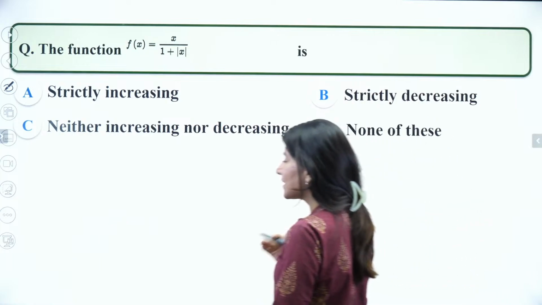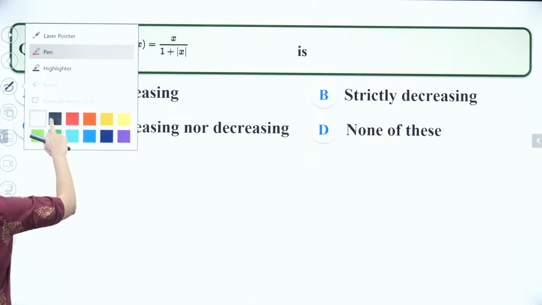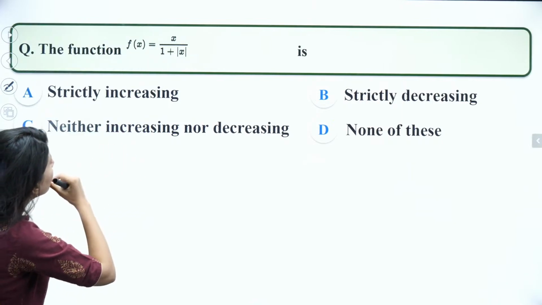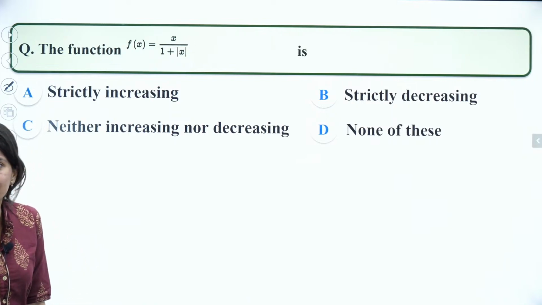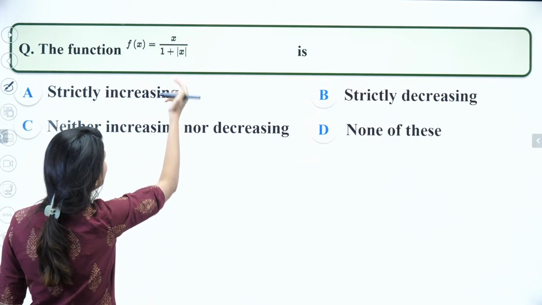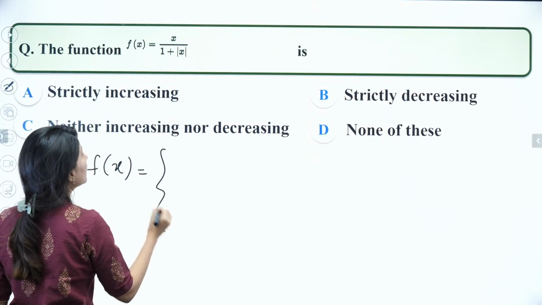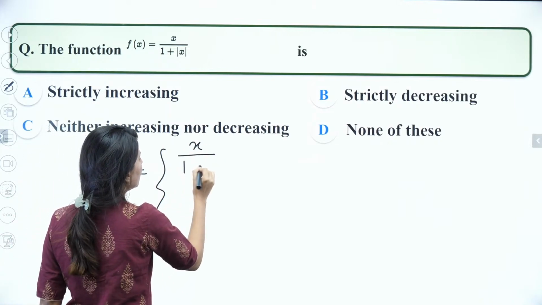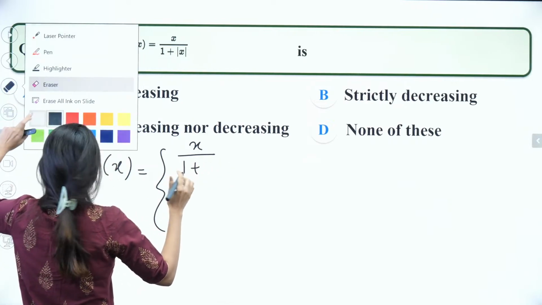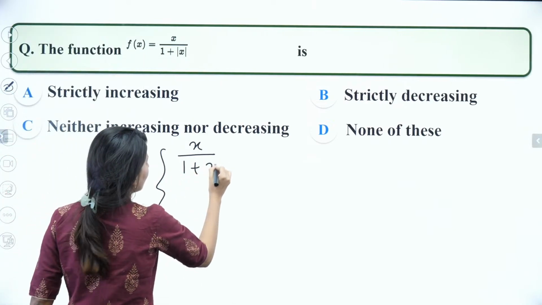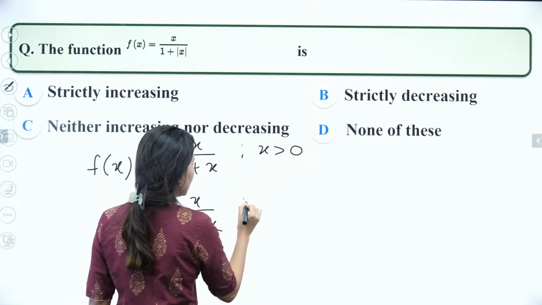Alright, so now let us have this question wherein we need to figure out whether my function f(x) is strictly increasing, decreasing, or none of these. So this is my function x upon 1 plus mod x. Let us write my function in this manner: x upon 1 plus x when x is positive, and x upon 1 minus x when x is negative.